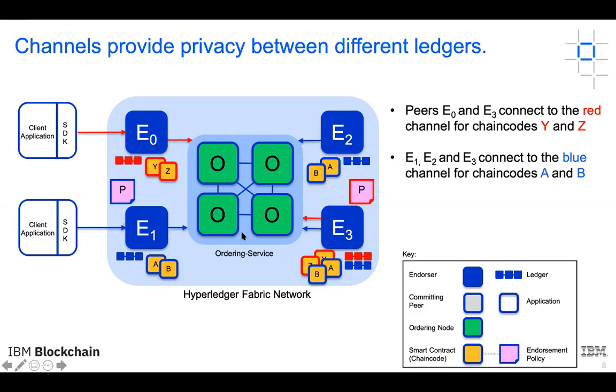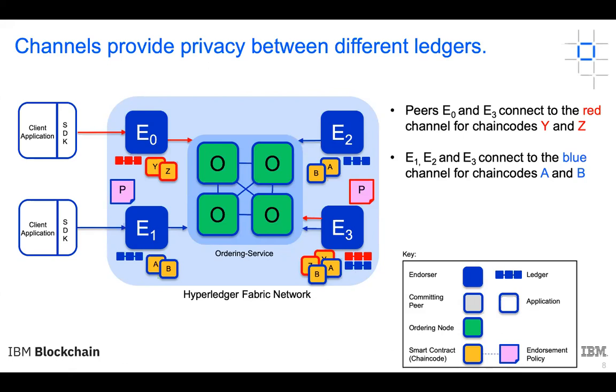And then peers E1, E2, and E3, right, are part of the blue channel. So you see there is a blue ledger here. There's a blue blockchain. So each one of these peers has a copy of the blue ledger, which is related to smart contracts A and B. Okay. But peer 0 here does not have access, does not see that ledger. Right? And you see a particular case where E3 is a member of both the red channel and the blue channel. So they will have 2 ledgers for these 2 channels here on their peer.